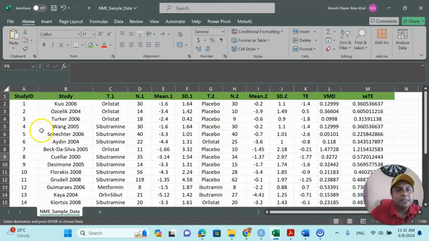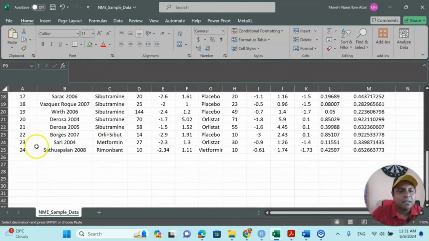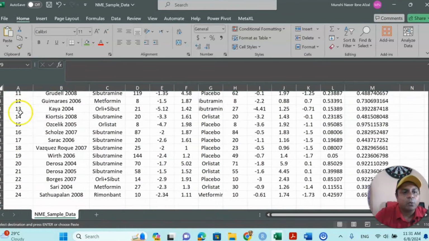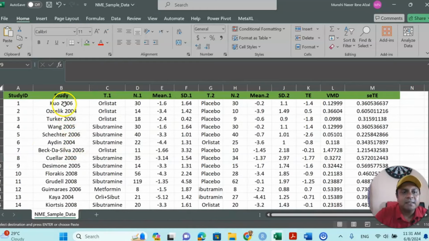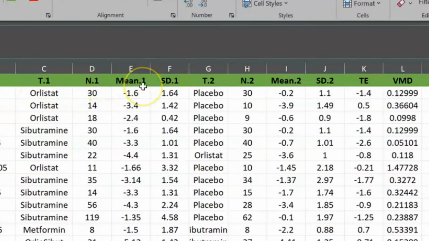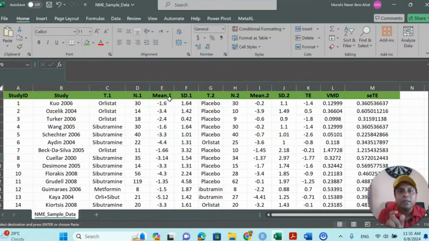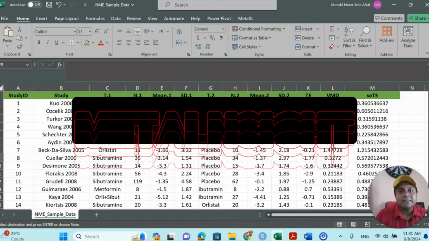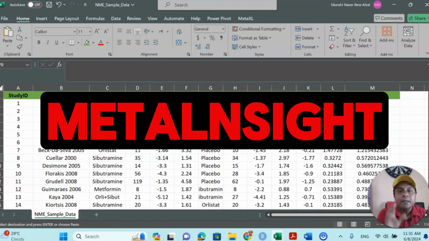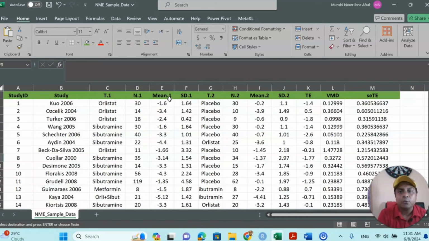Here you can see in my Excel file there are several studies, starting from study 1 to study 24, and you can see the study names up there. Remember, my dear learners, the column headings that I give you, study, T1, N1, M1, you have to give the names of the column headings exactly the same. Why? Because when you analyze your data using the MetaInsight web-based interactive software, the software will understand only the design or format that I'm now sharing with you.